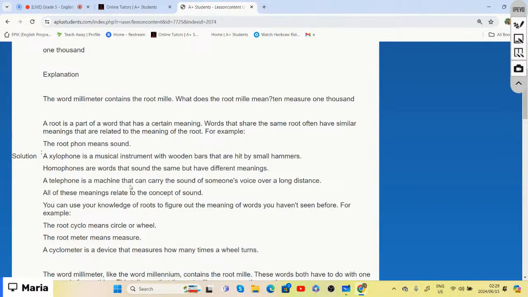And then we also made mention of cyclo. Cyclo means circle or wheel, and we saw that an encyclopedia is a circle of learning, right? And then the root meter means measure, right?